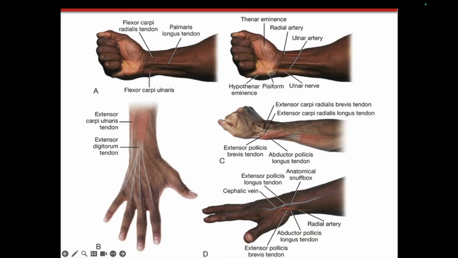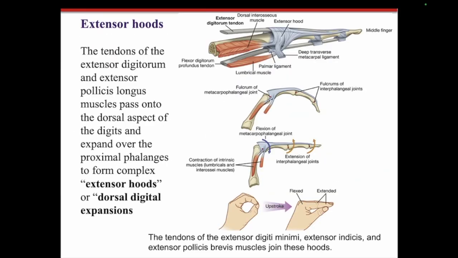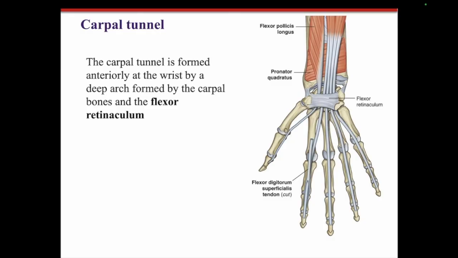On the dorsal side, you also have the possibility of seeing the extensor carpi radialis brevis and longus, and the extensor pollicis brevis. The anatomical snuff box is something important. I believe there's a slide about the anatomical snuff box. So the hand, don't forget that the carpal tunnel is on the flexor side, on the anterior side.